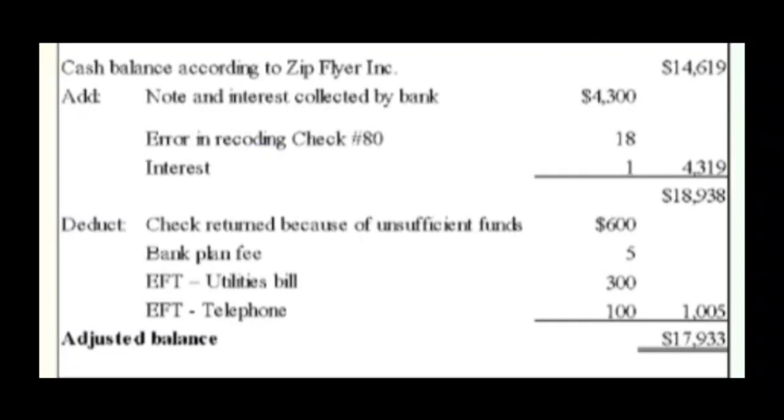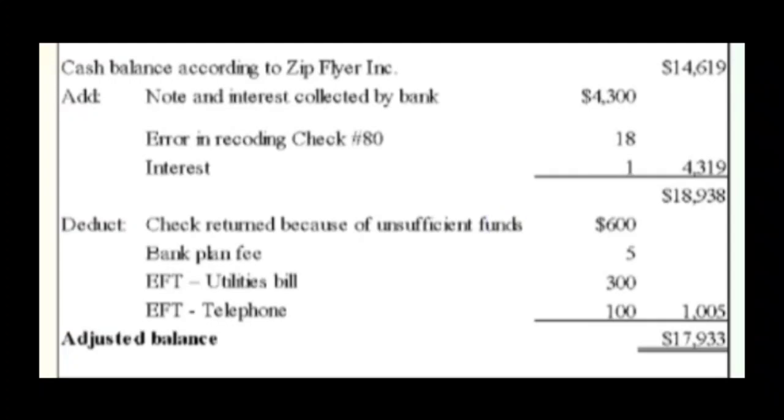Then interest has been given by the bank, so this should be added into the company's book. So all these three amounts shall be added into 14,619 and the total balance shall be 18,938.